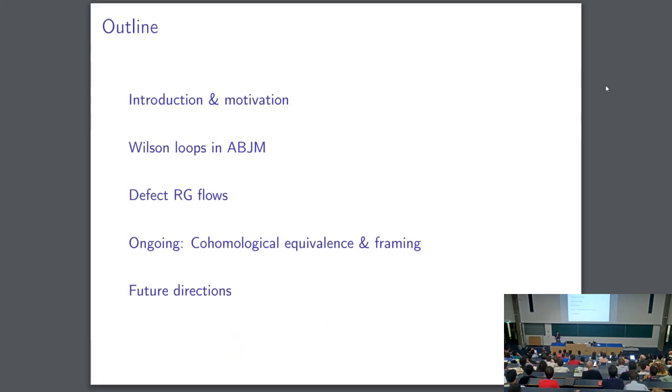So this is how I organized the talk. I will start by giving an introduction and a motivation. Then I will present Wilson loops in ABJM. I will talk about defect RG flows. Then the ongoing part, which is cohomological equivalence and framing. And I will finish by pointing out some future directions.